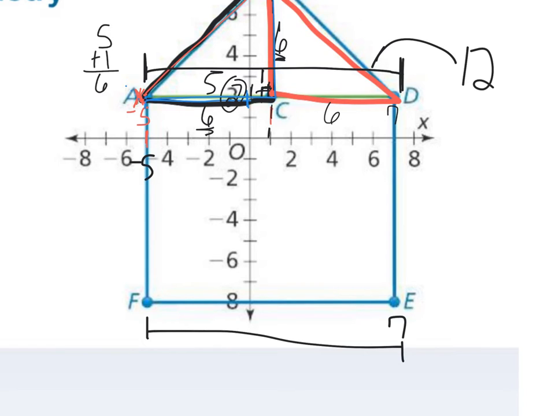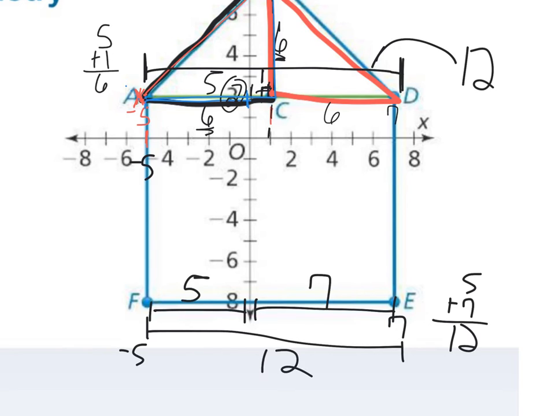You know, -5 to 7, we can split that up. So -5 to 0 would be 5 units, and then going from 0 to 7 would be 7 units. And so altogether, 5 plus 7 is 12. That matches with what we had on the top part. So now the only question is if these other two sides match up or not.